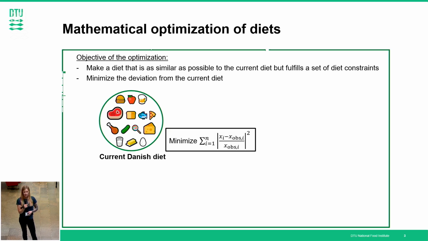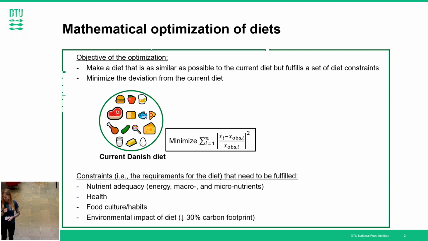And this we can define as a mathematical function that looks like this. It just says that we are minimizing the sum of the quadratic relative difference between the optimized and the current diet. So that's our aim. And then we have different constraints that need to be fulfilled. For example, the diet needs to be nutritionally adequate, meaning that it needs to contain all the different nutrients, macro and micro, that we need to sustain health.